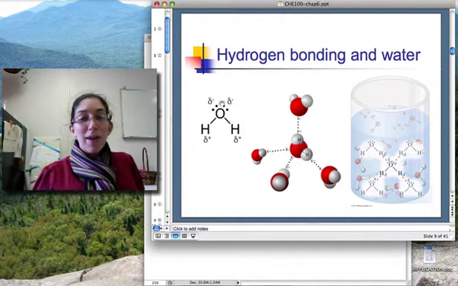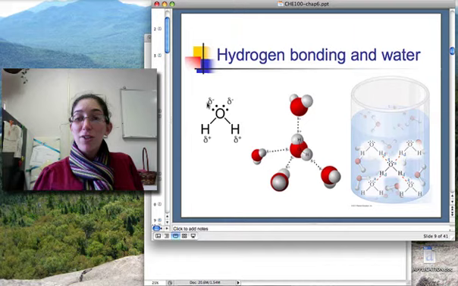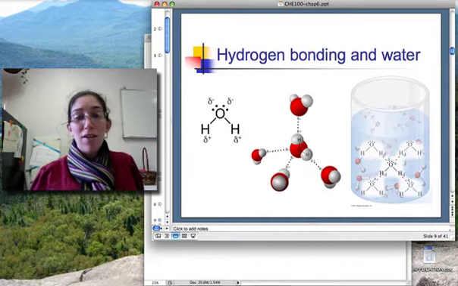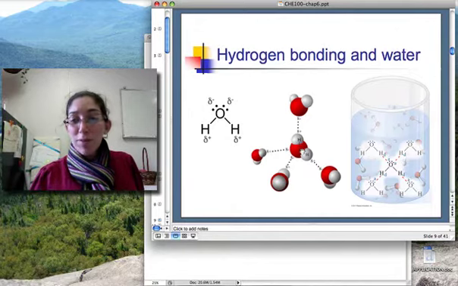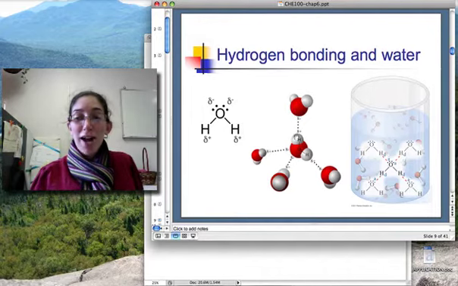And those two lone pairs, the oxygen up here is partially negatively charged, because it's an electron hog. It has a very high electronegativity. And the hydrogens down here are partially positively charged, and their electrons are being stolen, hogged by this oxygen. So when you have multiple water molecules together, you have the partially negatively charged oxygens attracted to the partially positive charged hydrogens.